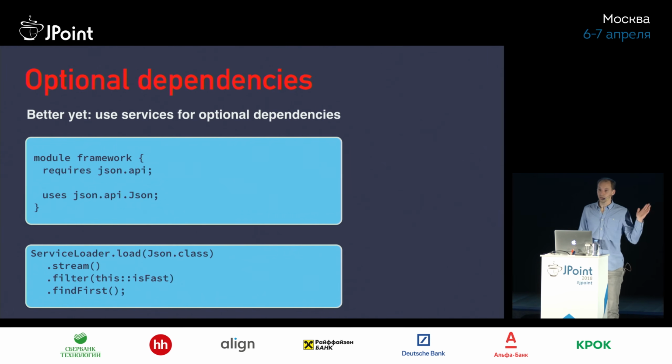And here we're again using the stream and filter pattern to inspect the provider descriptors that we get back, and we filter it using the isFast method, and the isFast method just looks for some annotation or some other property that we know that marks the fast implementation, and then we try to find it. And if it's not there, well, then we use our own implementation maybe, or just skip using this dependency altogether.